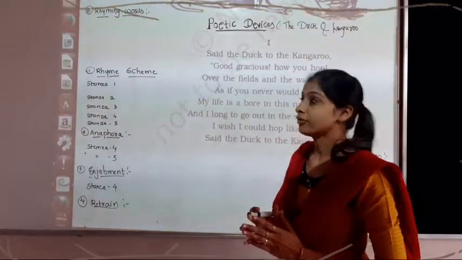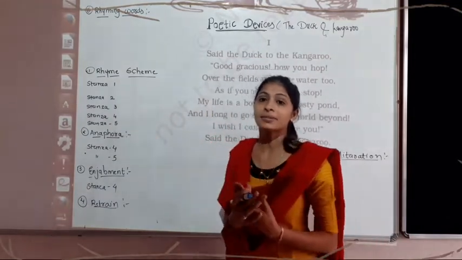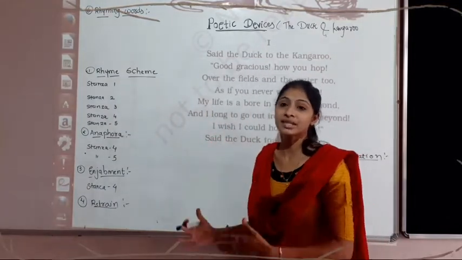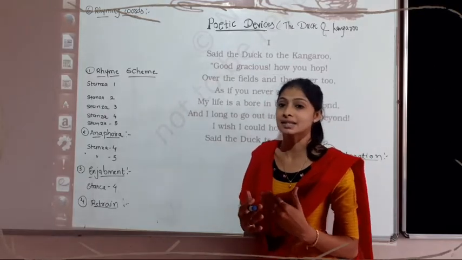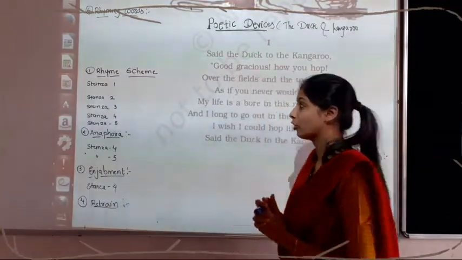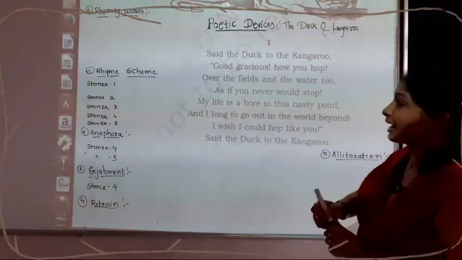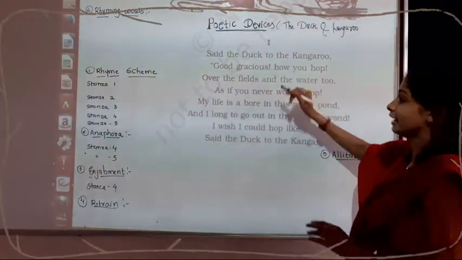First of all, we will discuss the rhyme scheme. Which type of rhyme scheme is used by the poet in every stanza? Here we have 5 stanzas, and in every stanza the poet has used a rhyme scheme. We'll see the rhyme scheme in the first stanza. This is the first stanza here.